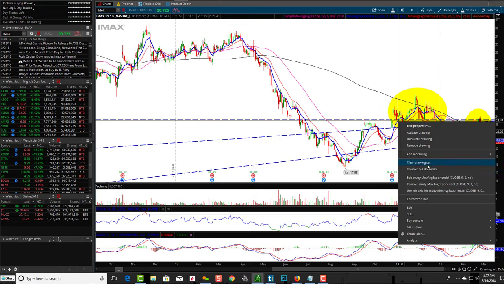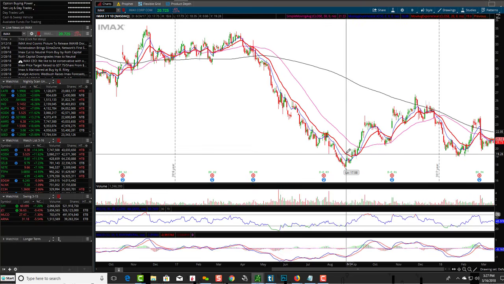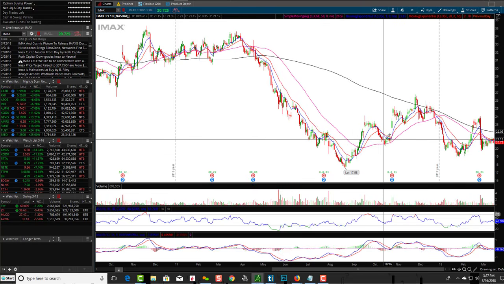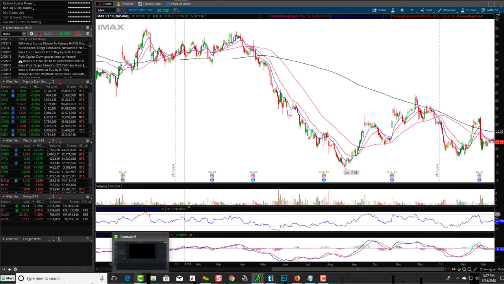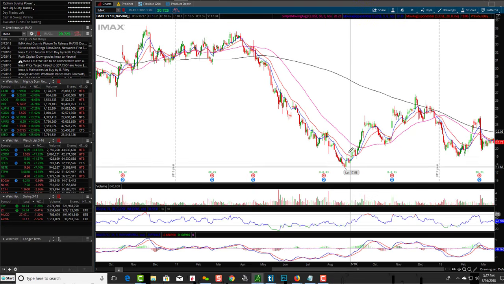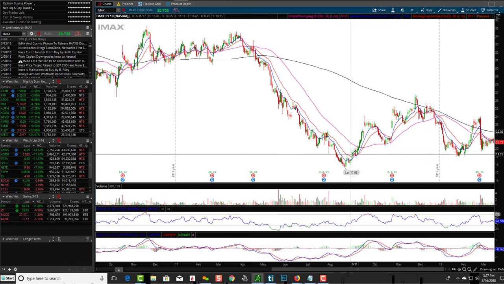You can see this one right here. This inverted cup had a handle and then it broke out. So this is an inverted cup and handle, but it didn't break down, it broke up. See that? You can see all of this, and then you can kind of watch this. So take a look at this as I'm seeing this.